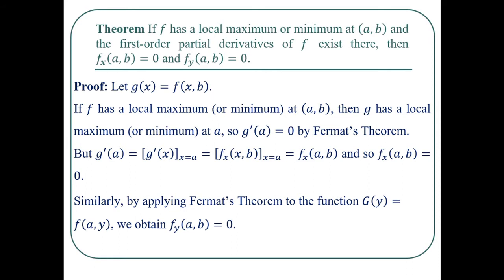And that g dash is nothing but the derivative of g of y with respect to y. So g dash b is equal to the derivative of g of y with respect to y at y is equal to b. It indirectly equals the partial derivative of f of a,y with respect to y at y is equal to b. So it is f y at (a,b). And so g dash b is equal to 0 implies f y at (a,b) is equal to 0. And hence it is proved: if f has a local maximum or minimum at (a,b) and the first order partial derivatives of f exist at the point (a,b), then both partial derivatives of f at (a,b) must be equal to 0.